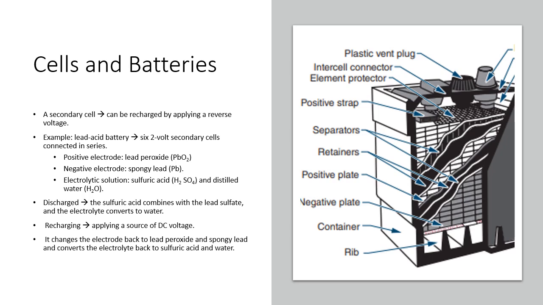As the cell is discharged, the sulfuric acid combines with the lead sulfate, and the electrolyte converts to water. Recharging the cell involves applying a source of DC voltage greater than that produced by the cell. As the current flows through the cell, it changes the electrode back to lead peroxide and spongy lead and converts the electrolyte back to sulfuric acid and water. This type of cell is also referred to as a wet cell.